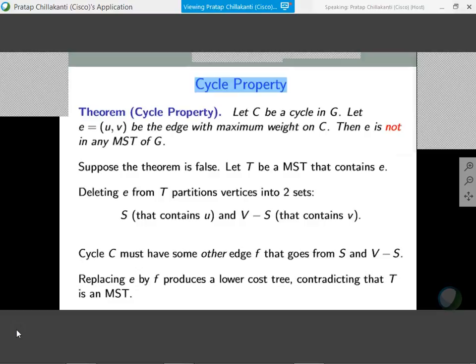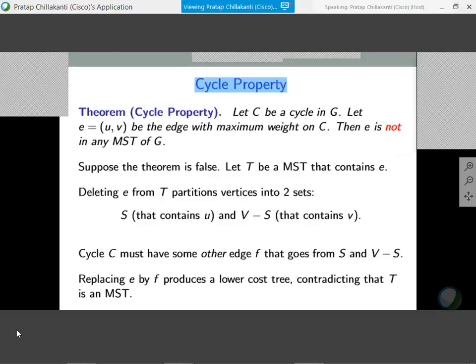Okay, because the whole idea is it has to be minimum weight, right? Whereas you're adding the maximum weight on that particular cycle, then that edge cannot be part of the minimum spanning tree. That's what he's trying to prove. Okay, how is he proving it? There are different types of proofs, right? Proof by induction, and this is a proof by contradiction.